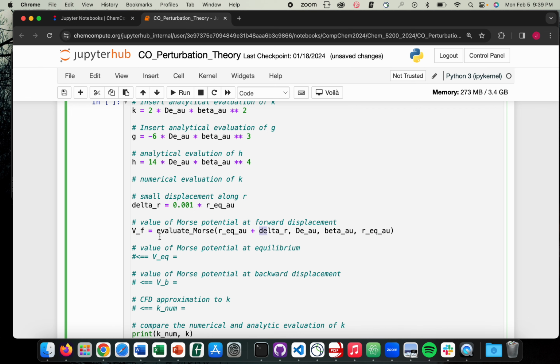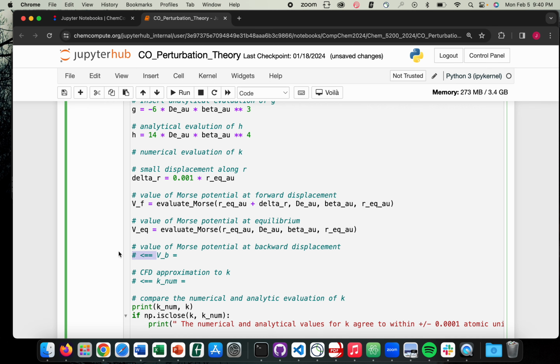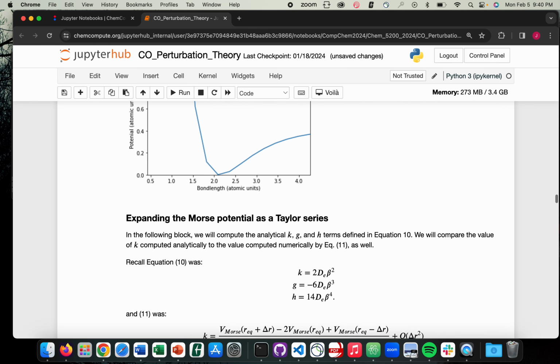Okay, now I need it at equilibrium, so I'm going to delete this comment, use the same function, evaluate Morse, and just evaluate it at REQ. And then finally I need it at the backward displacement. So I'll delete those comments. VB is equal to evaluate Morse REQ AU minus delta R, DE underscore AU, beta underscore AU, REQ AU. Okay, so those are my 3 different values of the potential.